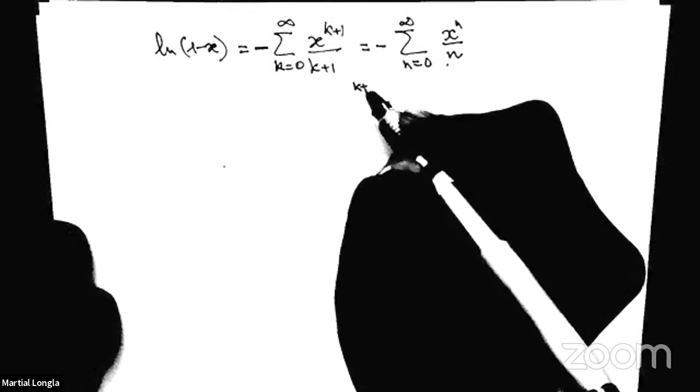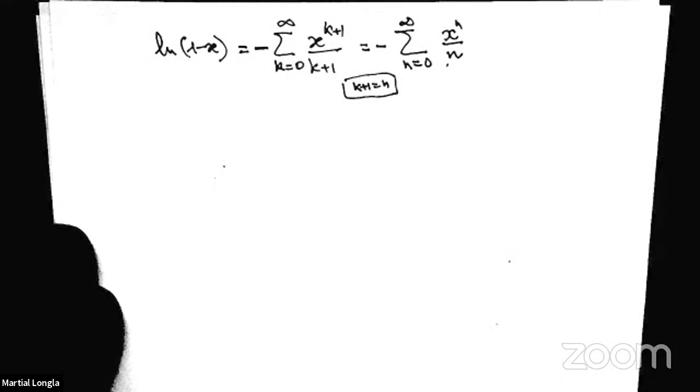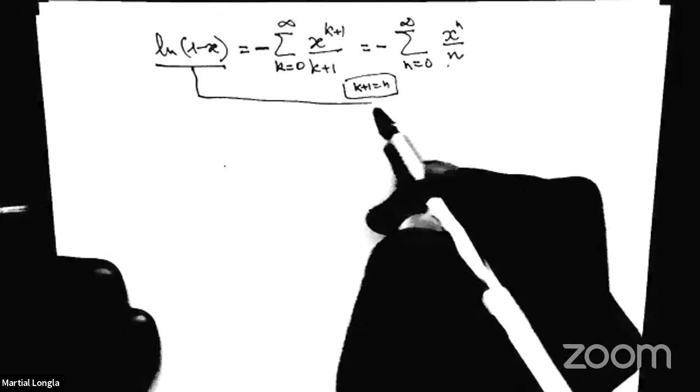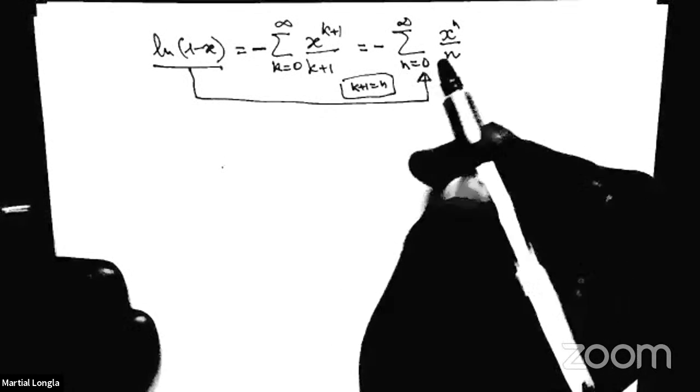And I can change the variable here because k starts at 0 and I have k plus 1. So I'm going to have it start from 1, and therefore I just have n. So I sum n from 1 to infinity x to the power n over n, by replacing k plus 1 with n. So this is what natural log of 1 minus x is, equal to negative that sum.